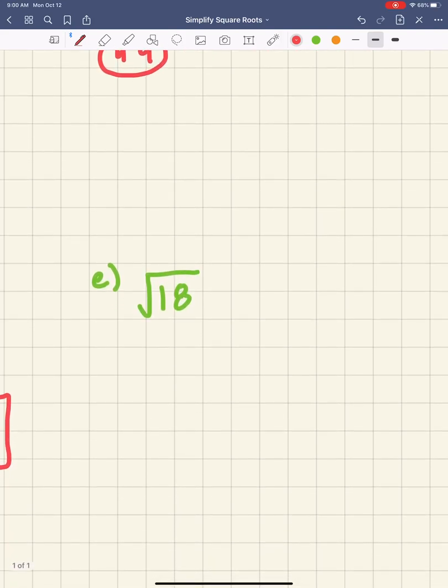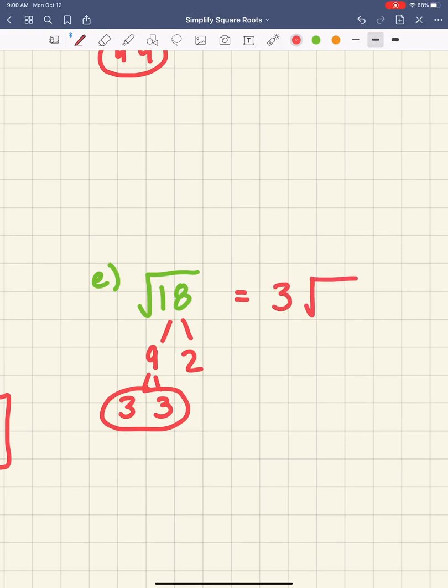And then we get to letter E here. Letter E, we've got square root of 18. So once again, breaking this down, I'm going to go ahead and do 9 and 2. And then I can break down the 9 even further into 3 times 3. Again, I'm looking for pairs. I've got a pair of 3's this time. They're going to move outside the radical. The leftover, the single number, is 2. And so this would be 3 times the square root of 2.